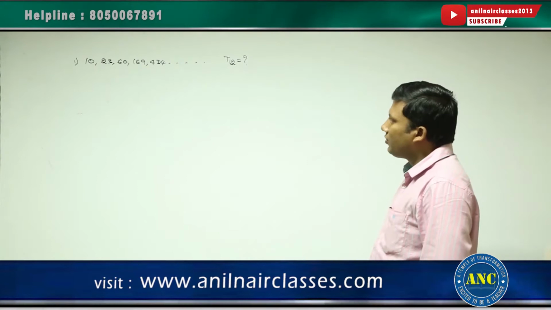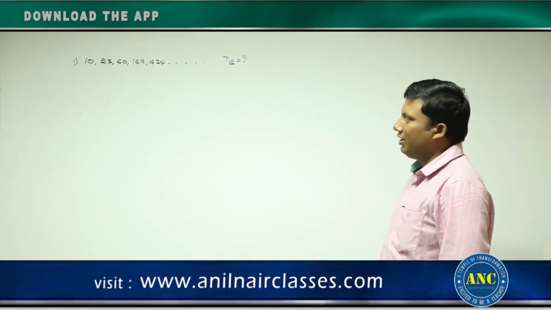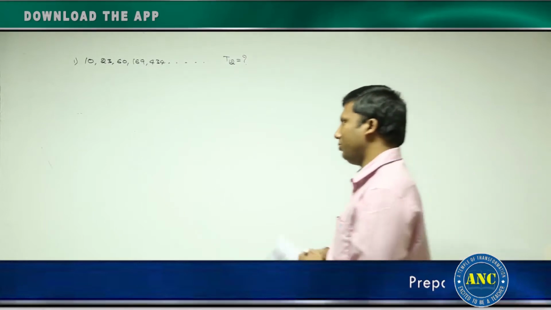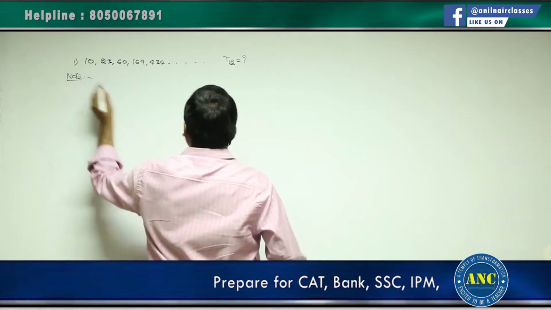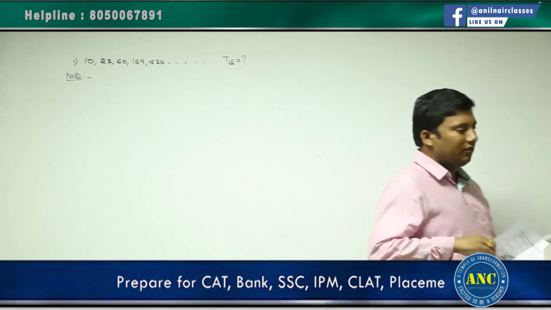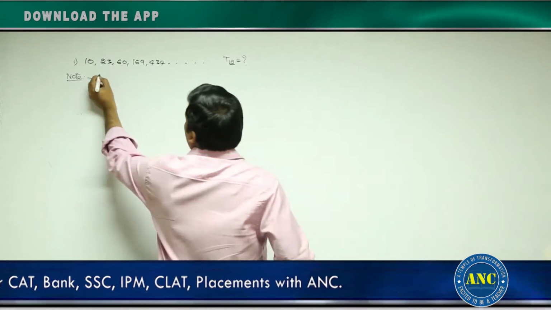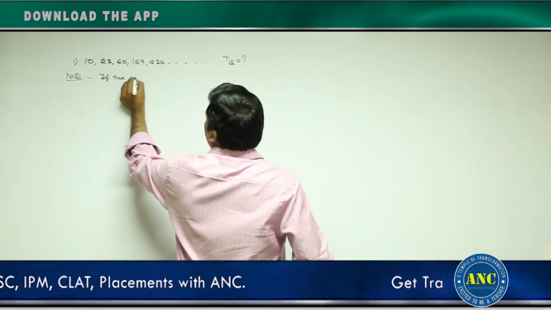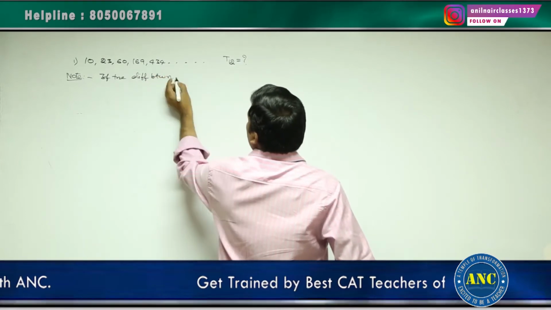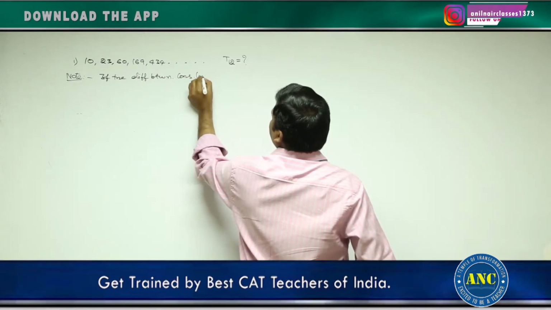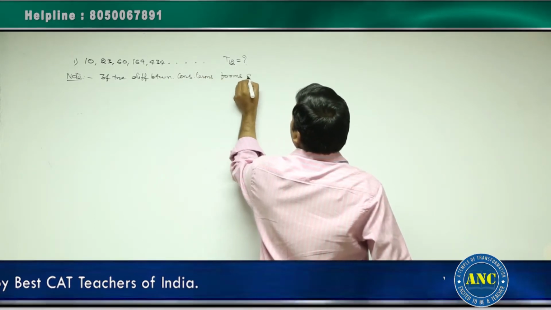Right? 10, 23, 60, 169, 434 and so on. Find the 12th term in the series. Please write down a note. If the difference between the consecutive terms forms a GP series.